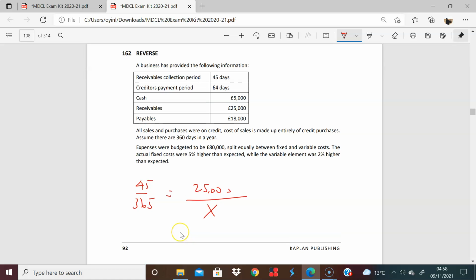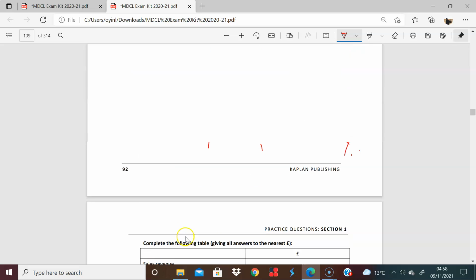So it tells me everything is on credit. Be careful, Oyen. Use 360. They're telling you 360. So let's do that. Let's find sales. Remember, at the same time, I'm also doing the same thing here: 64 over 360 is equal to payables of 18,000 over Y, if you want to call it that. So the question is, what is X? This is revenue, of course, and this is cost of sales, in a weird kind of way.